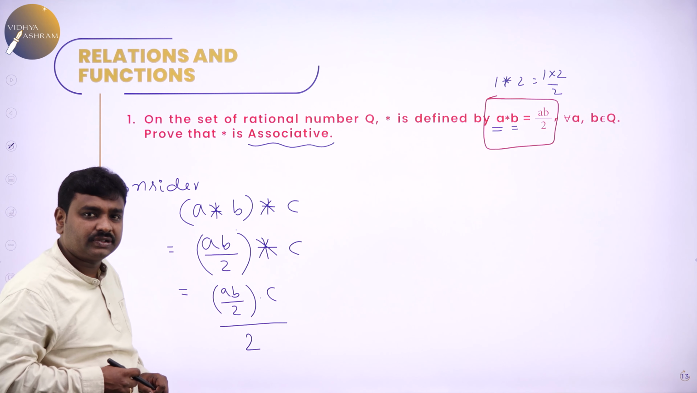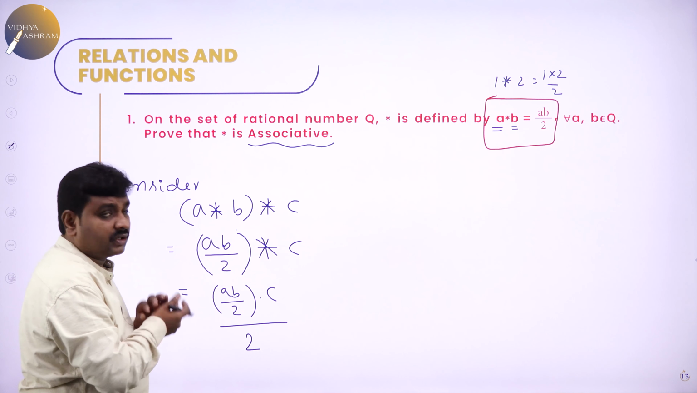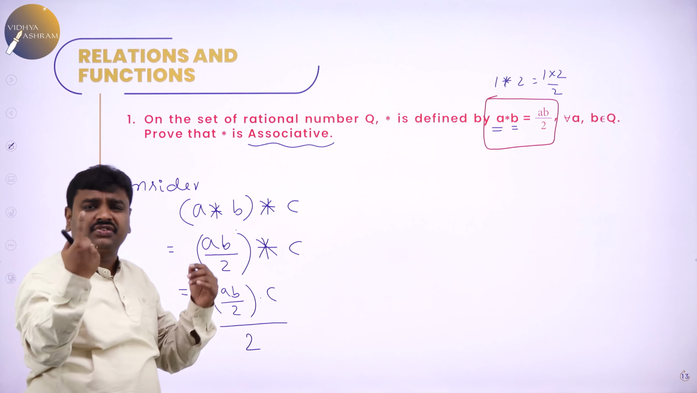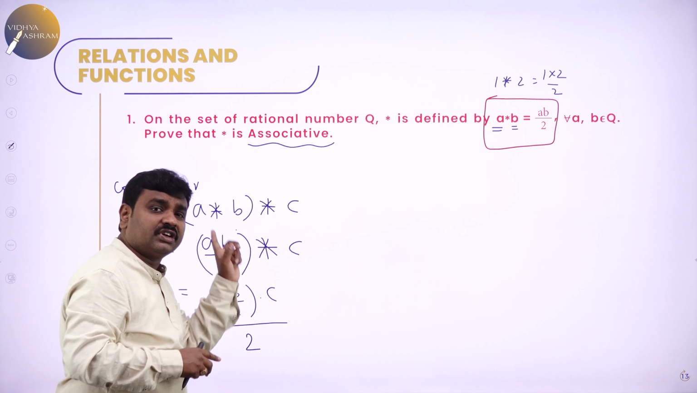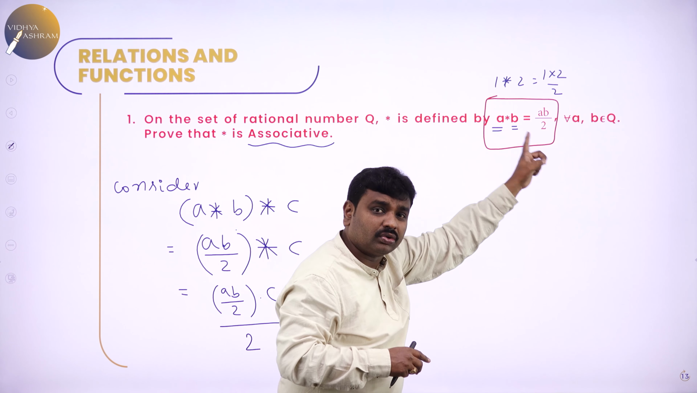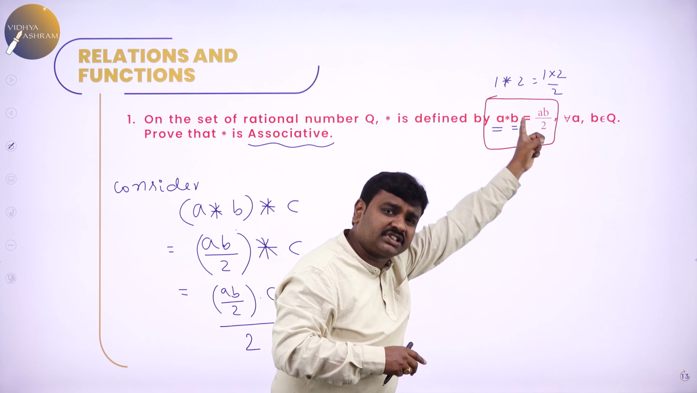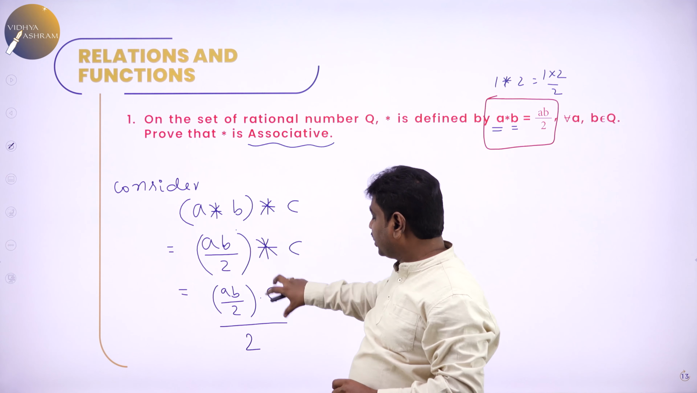Are you able to follow this? Here, if you get a little confused, it's gone. So, simple: before star, whatever we have, that is the first element; after star, whatever we have, that is the second element. First element star second element is first into second by 2, that is given in the problem. A star B is AB by 2. How to read this? First element star second is first into second by 2. Here what is first? This whole thing. What is second? This whole thing. So, first into second by 2.